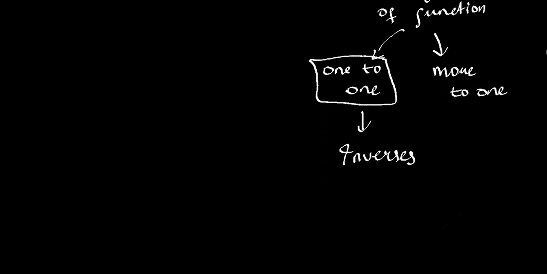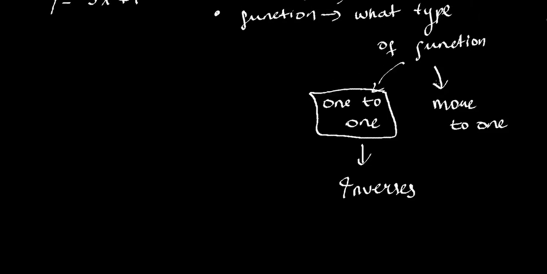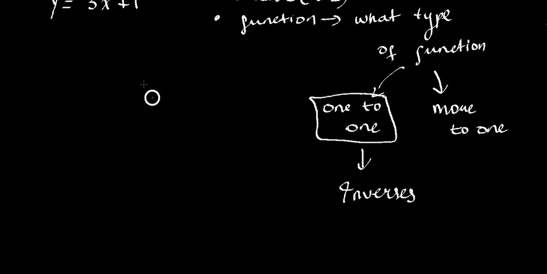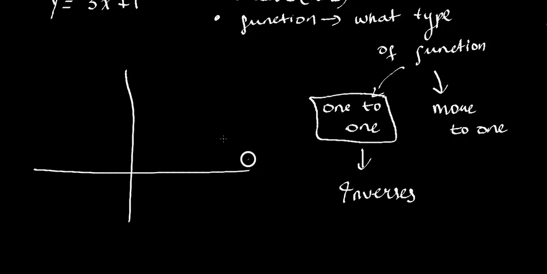Now, how do you know which function is one-to-one and which is otherwise known as a more-to-one? Let's graph this. Just roughly, we know it's a line, and the 1 brings the graph up 1, so it's your y-intercept, and the 3 makes it a little steep. Let's say it looks like that. So how do we know it's one-to-one?